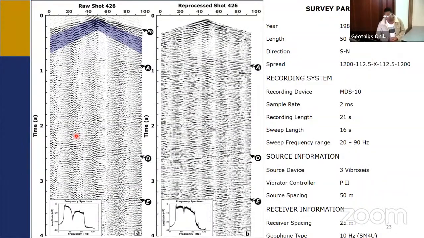Now, these are the survey parameters. The line was collected in 1986. It's 50 kilometers in length. It was collected with a source spacing of 50 meters and a receiver spacing of 25 meters.